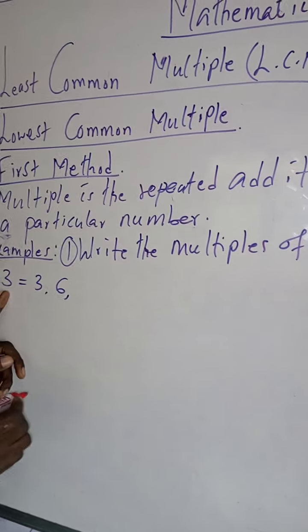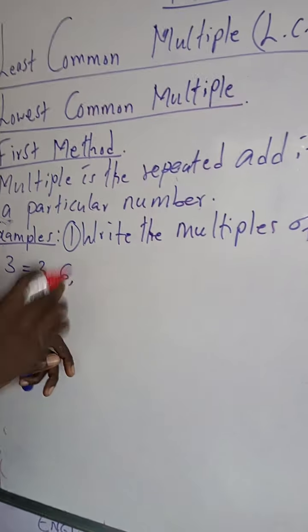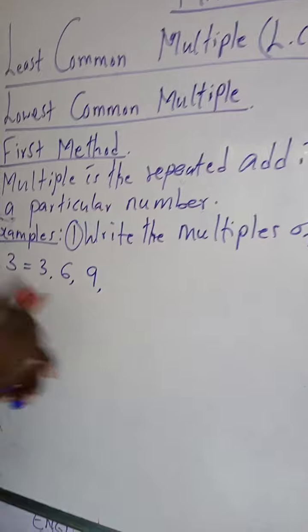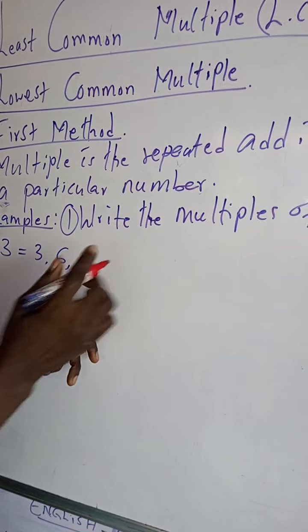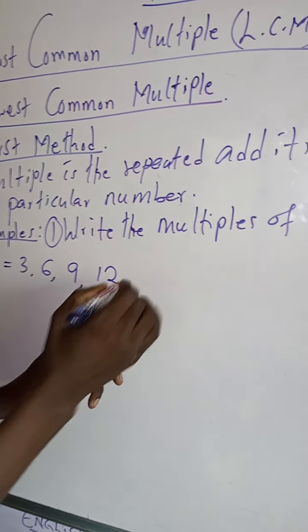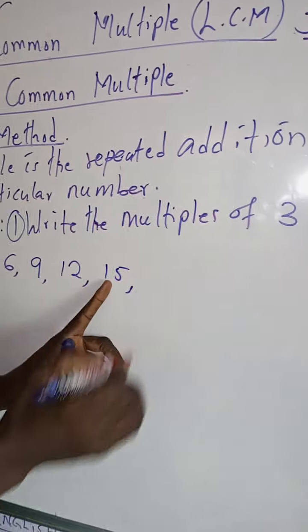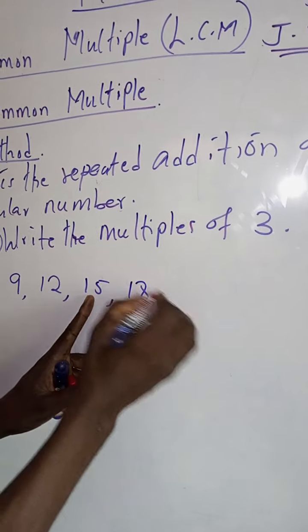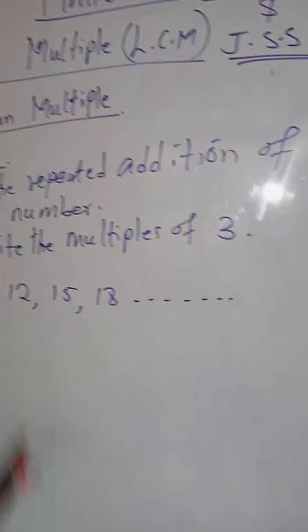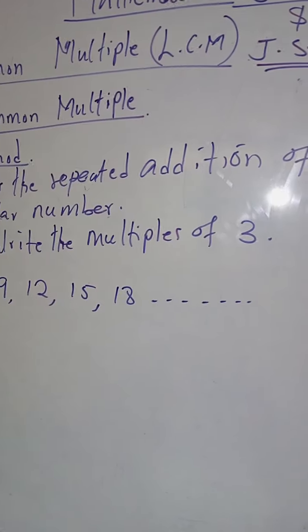So 6 is also a multiple of 3. Add 3 to 6, 9. Add 3 to 9, 12. Add 3 to it, 15. Add 3 to it, 18. And like that and like that. You can see that multiples of 3 is what?